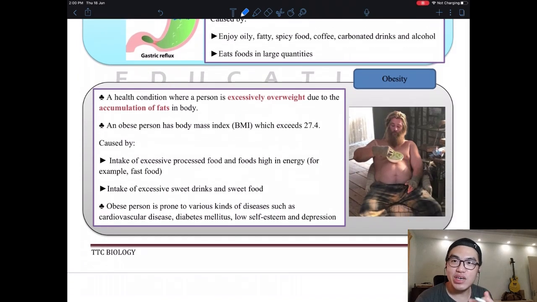All right, obesity, we have talked about this. Excessively overweight. We have Thor over here in Endgame, it looks like this. Due to accumulation of fats, BMI exceeds 27.4.